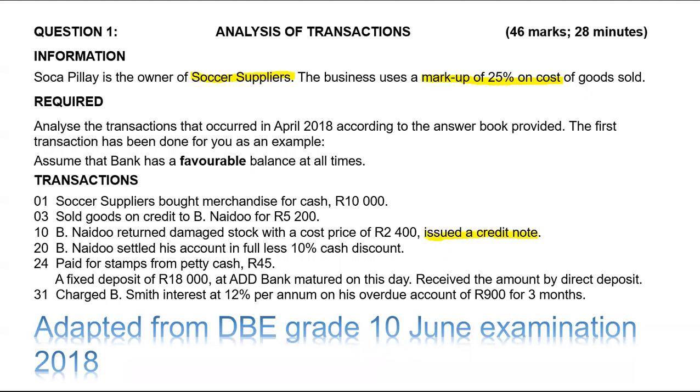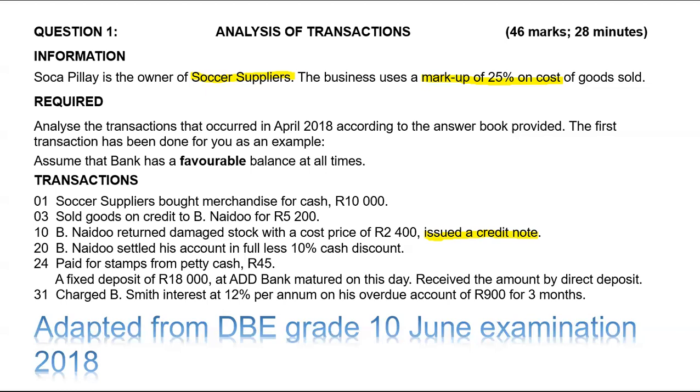Then we're going to debit trading stock because we are getting the stock back, and then credit cost of sales because we are reducing what we have sold. Cost of sales will decrease, and it will decrease on the credit side. You will realize that this is the reversal of the previous transaction.